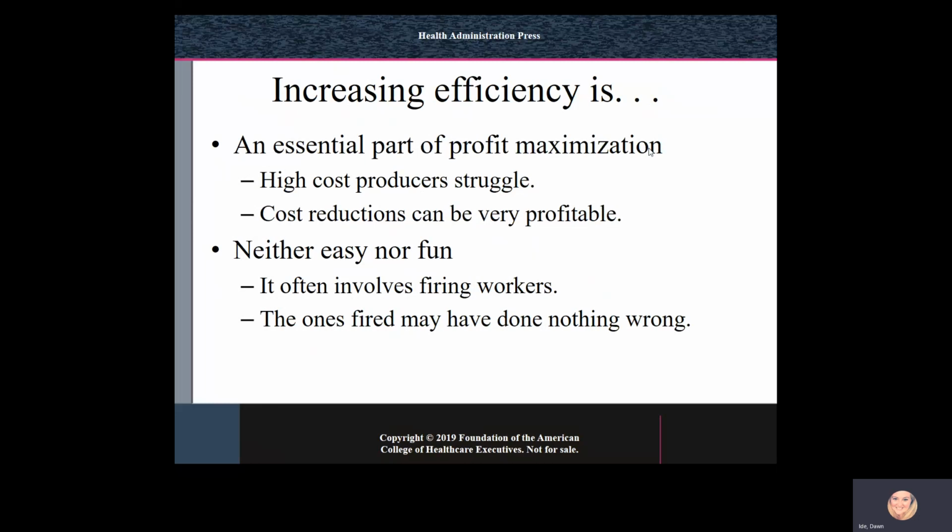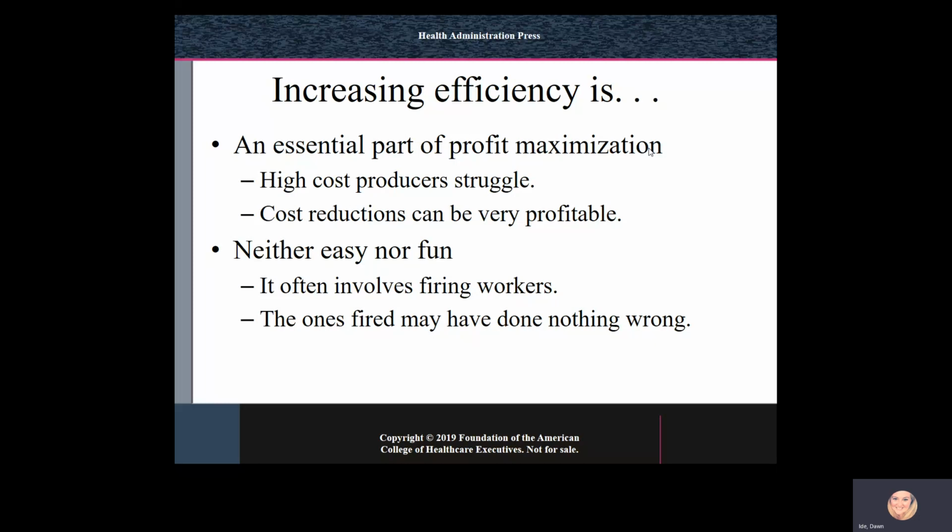Cost reductions can be very profitable, and high-cost producers struggle. So let's say that it takes you $10 to manufacture a lunch pail or a lunch box, and it takes me $1. And you say, oh, well, my lunch pail is so much better than everyone else's lunch pail. It's biodegradable in 15 years or whatever the case may be, whatever makes it wonderful.